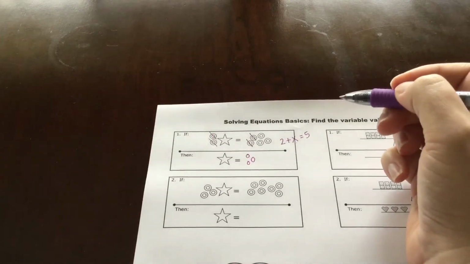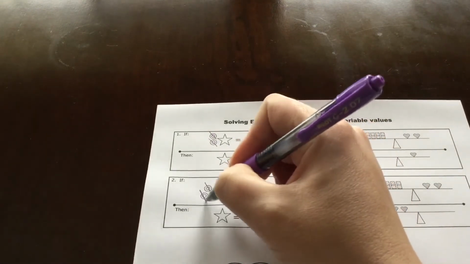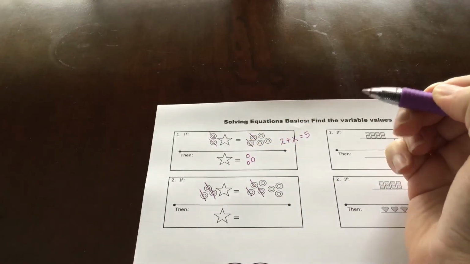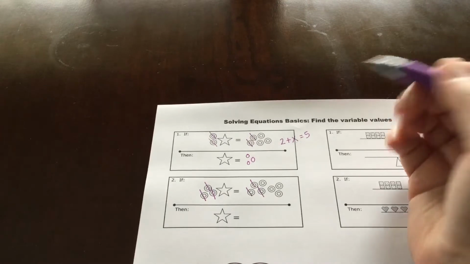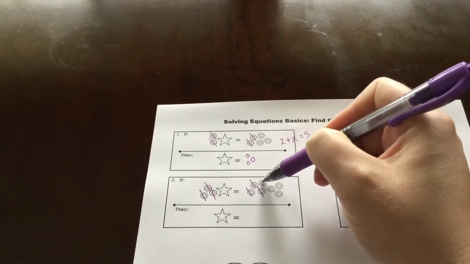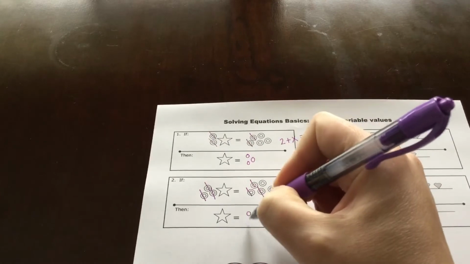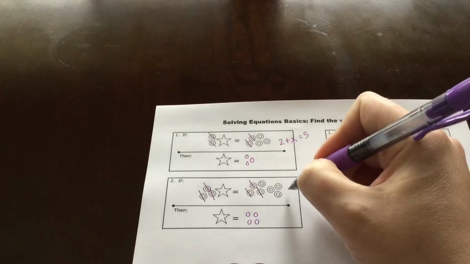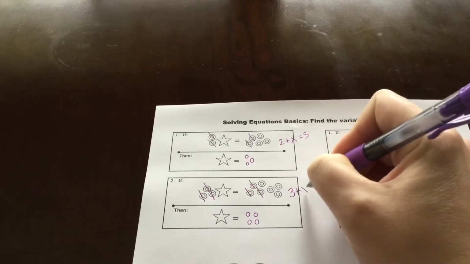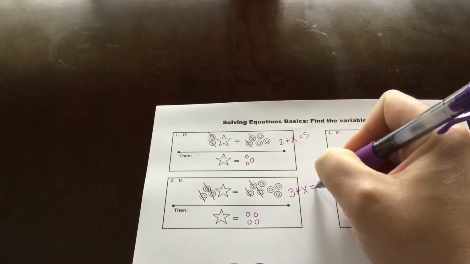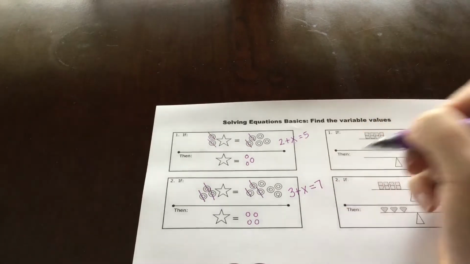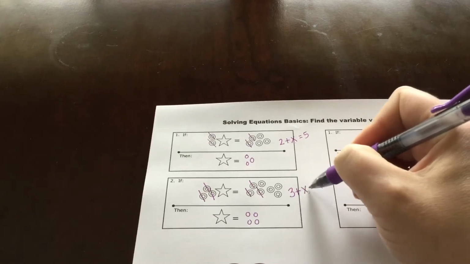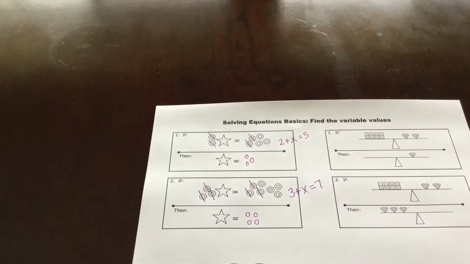If I apply the same reasoning to the next one, 3 of these would cancel out 3 of the others, and that would leave me a star representing 1, 2, 3, 4. If I check my work using algebra, 3 circles plus an unknown number is equal to 7 circles. I see that my solution is correct because if I substitute a 4 right here, 3 plus 4 would be equal to 7.